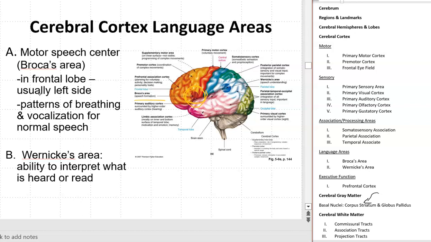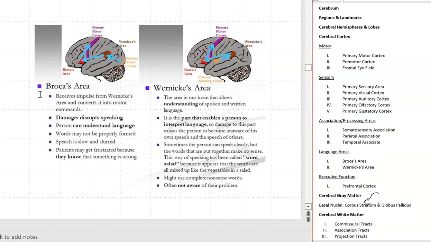When you look at Wernicke's area, this is mainly interpretation. So if you're speaking to someone with damage here, they might not understand what you're saying. So it's being able to make sense of what's being said to you. So you can kind of think of Broca's as more the sending, right? Sending information out, and Wernicke's is receiving.